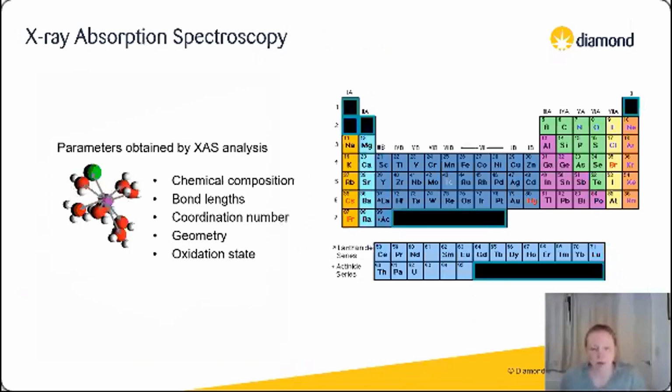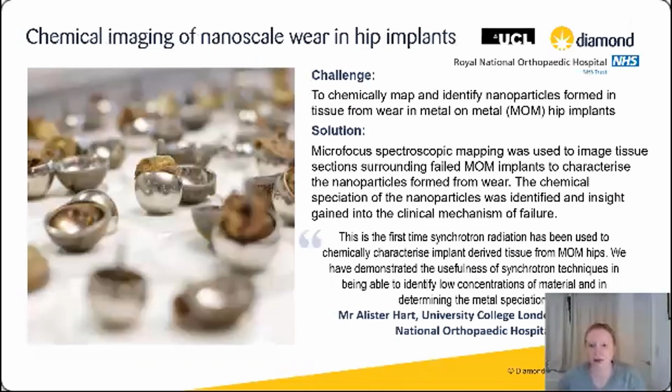X-ray absorption spectroscopy is another technique, a group of techniques available at Diamond, which is sensitive to the chemistry of the materials. And here we have the periodic table showing all the elements accessible at Diamond. The example I'd like to show here is looking at nanoparticles formed in tissue from wear metal on metal hip implants. So we did a microfocus spectroscopic mapping to image tissue and find the nanoparticles and their chemical speciation.